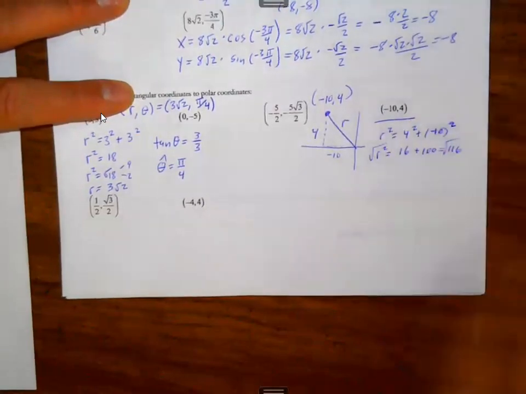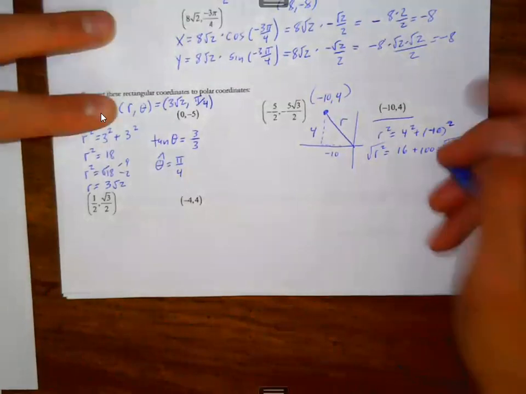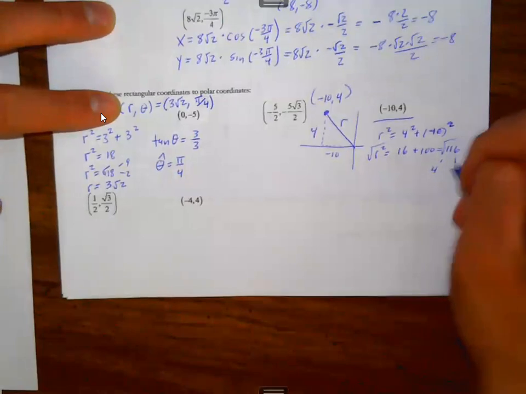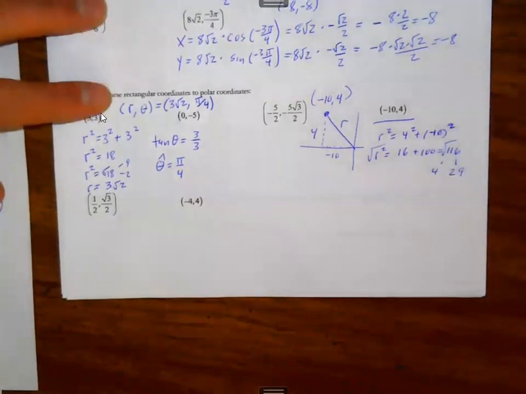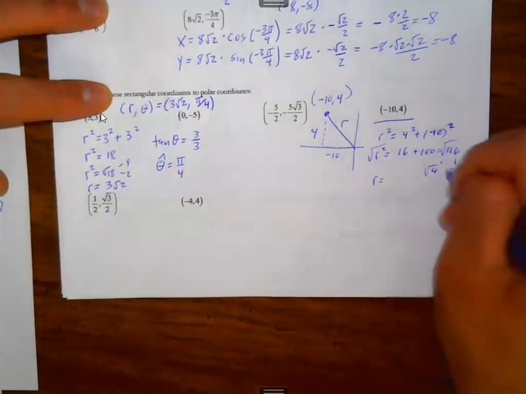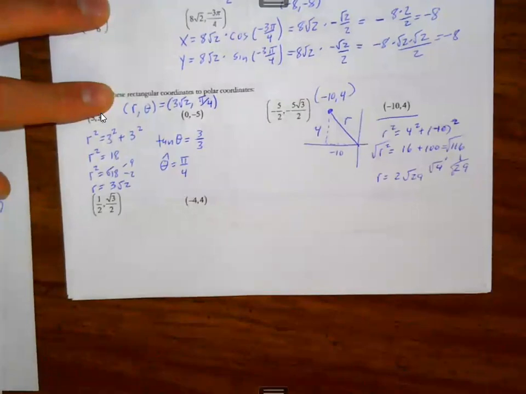So we get the square root of 116, which, 4 times 30 is 120, so 4 times 29 would be 116. So r comes out to 2 root 29. All right, so we got r.